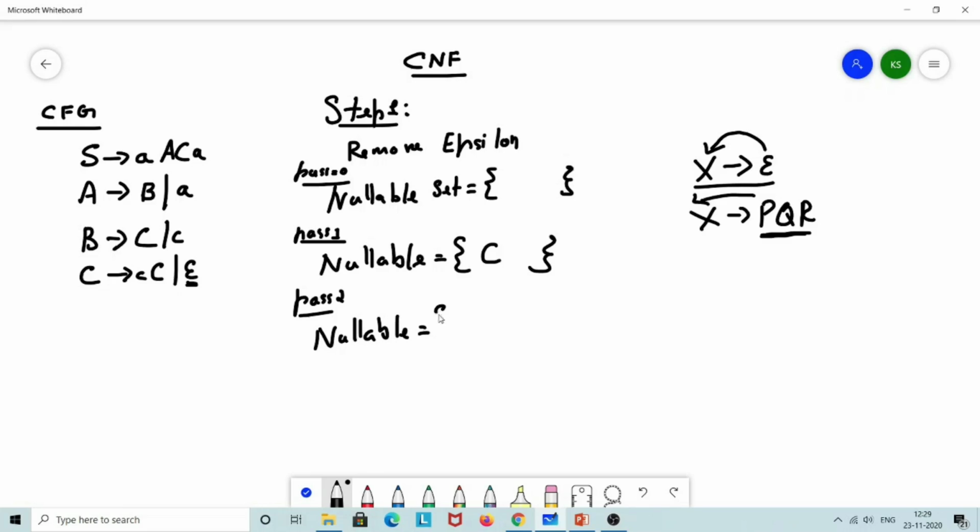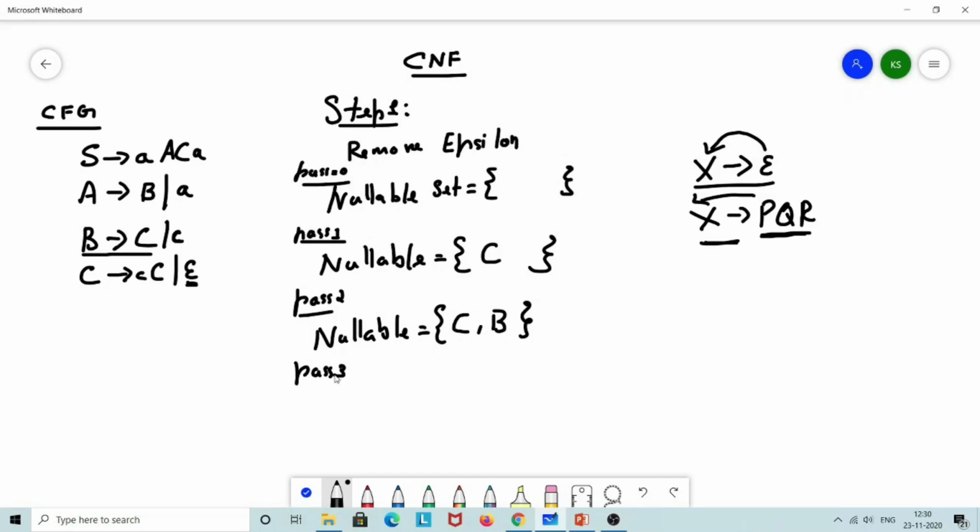Again I'll check. S again is not nullable. Since only C is nullable, that doesn't make S nullable because I have A and also some terminals appearing here. What about A gives B? This is also not nullable. B gives C or B gives small letter c. The rule B gives C satisfies the condition X giving PQR where everything on the right hand side is nullable. Since C is nullable, that makes B nullable. So I have to add B to my set of nullable. I need not look into this, it is already seen.